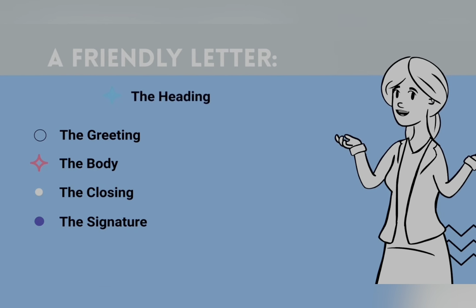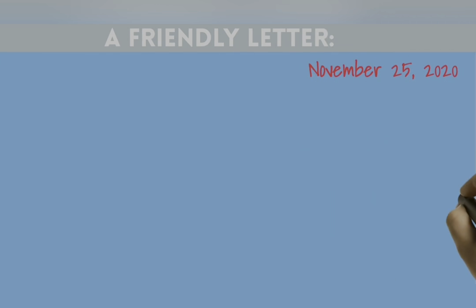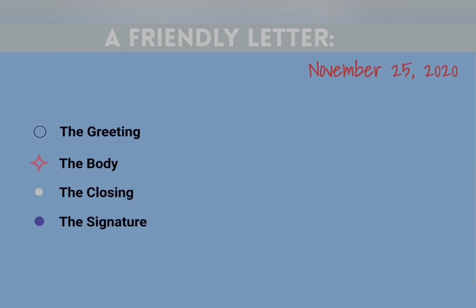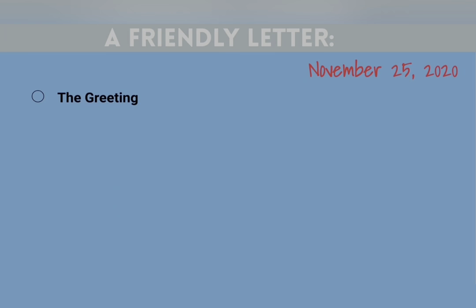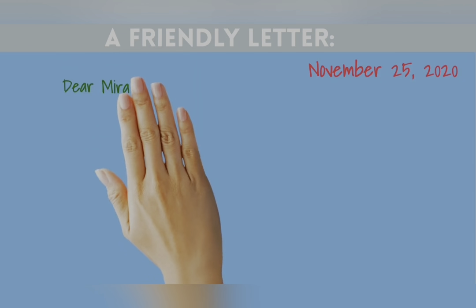The heading is written on the top right corner of the page. It always includes the date, and you can also include your address. The greeting. This is where you write the name of the person to whom you're writing. Start with dear, then the person's name followed by a comma.